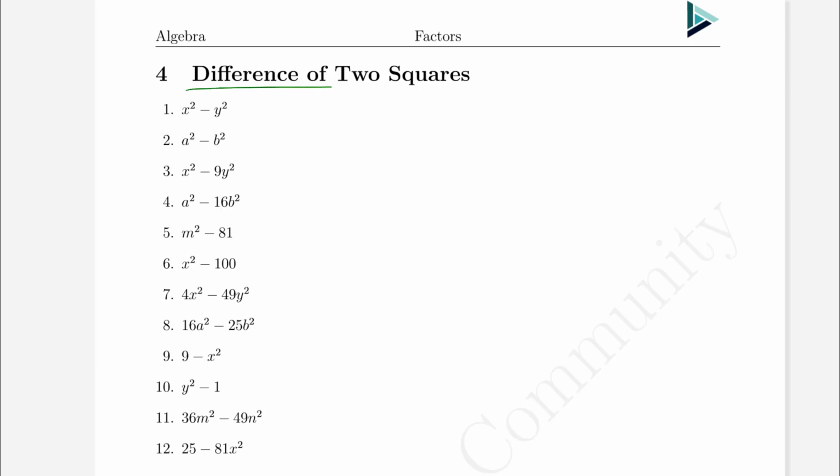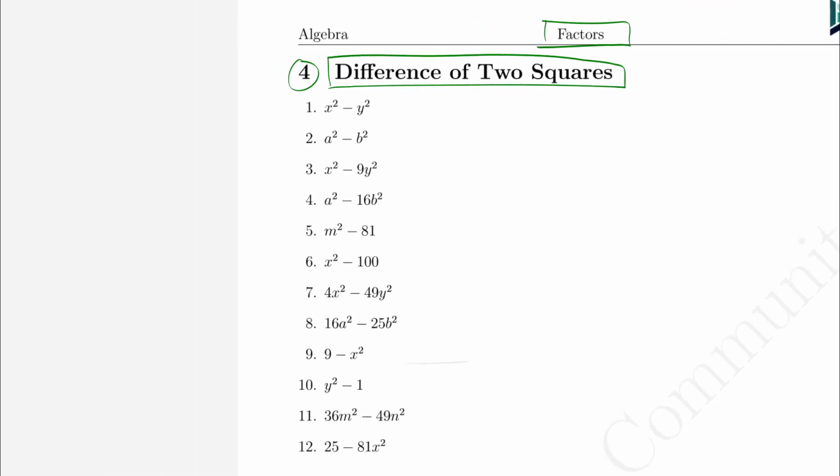Let's look at the difference of two squares. The difference of two squares is the fourth factorizing technique that we are looking at. The difference of two squares is used in a very specific situation. So let's look at that situation in a bit of detail.